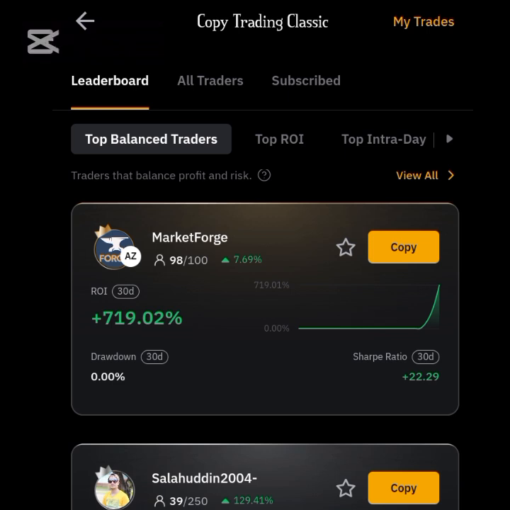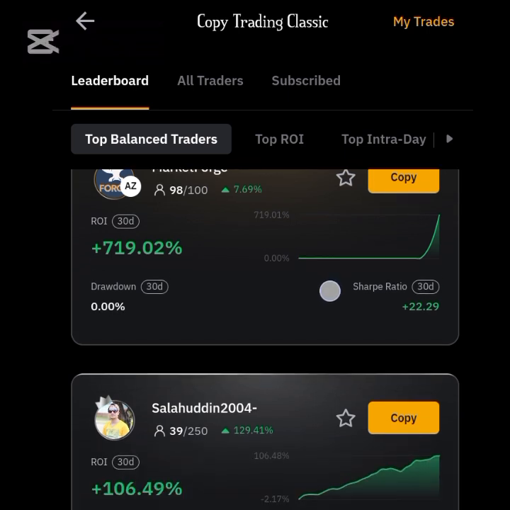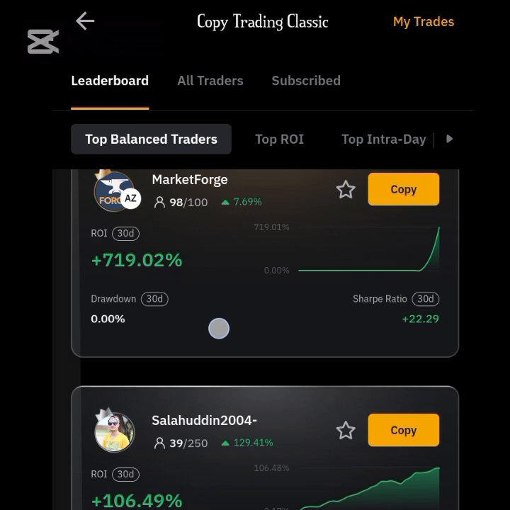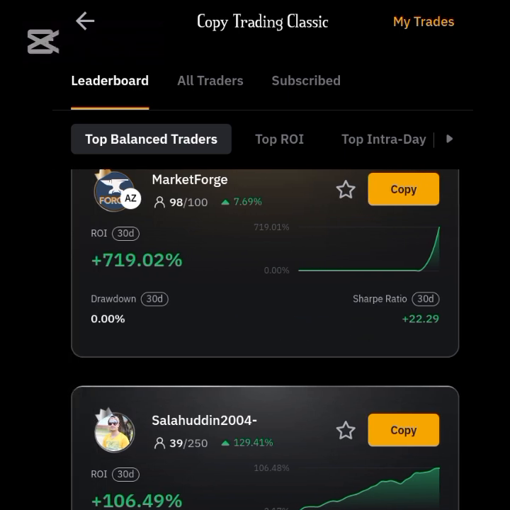Now these top balance traders, they try to maintain or try not to lose their portfolio at any given time. So they try to make more profits but risking less. You understand? So they maximize every aspect of trading. That's why they are called top balance traders. As you can see, the first one, the ROI in the last 30 days is 719%, and the drawdown is 0%. So these are conservative traders. They try to make more profits while risking less. They risk less than others. They try to balance that.